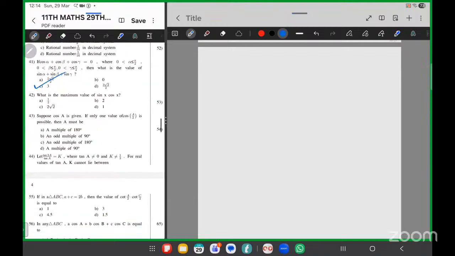What is the maximum value of sin x cos x? You can divide with 2 and multiply with 2. 2 sin x cos x becomes sin 2x by 2. The maximum value of sin 2x is 1. So answer is 1 by 2.